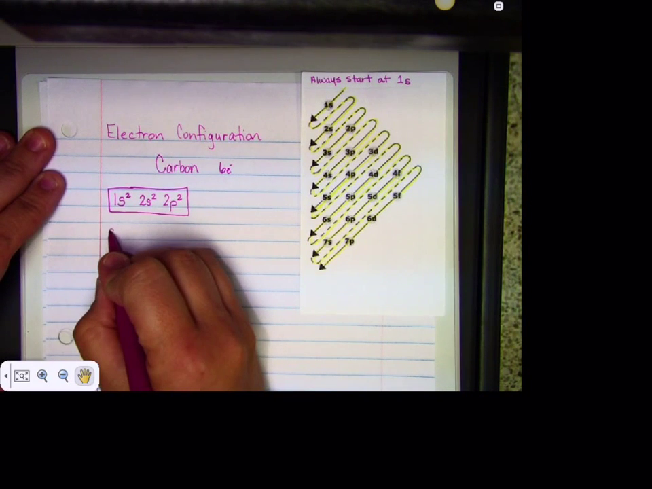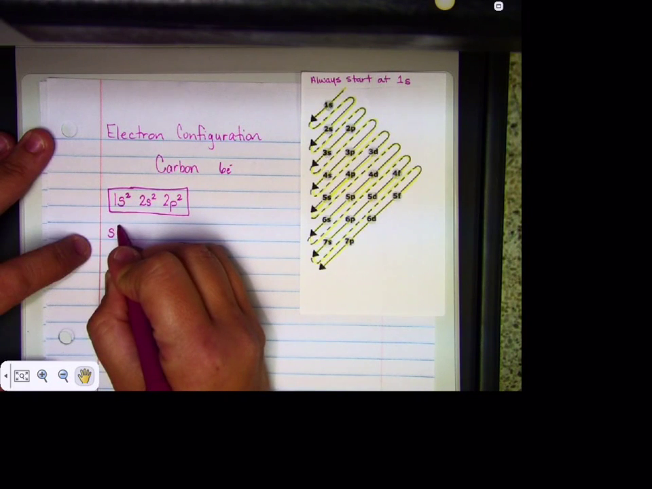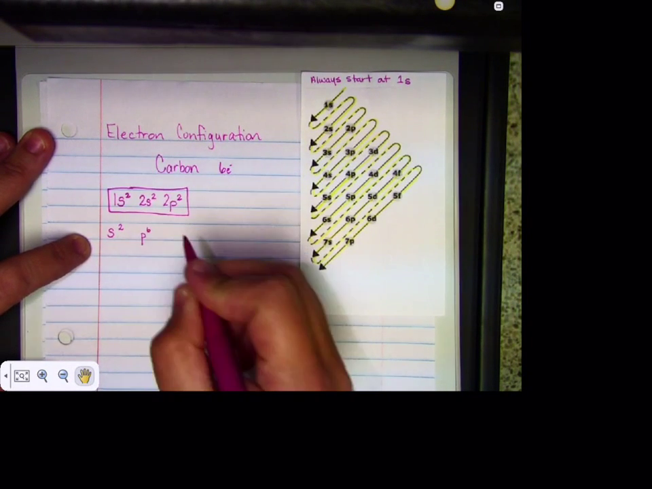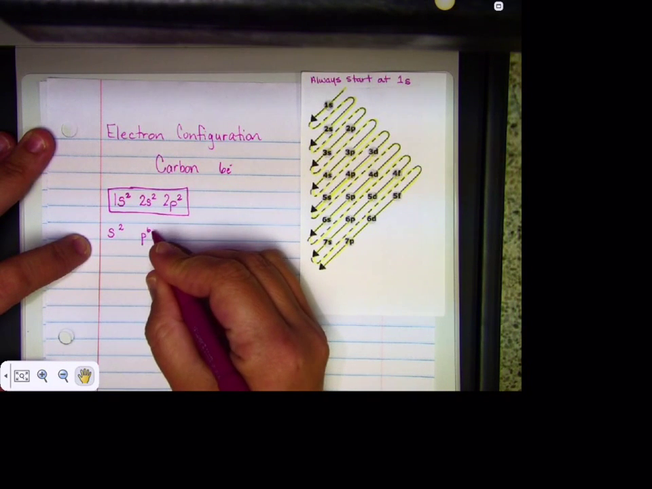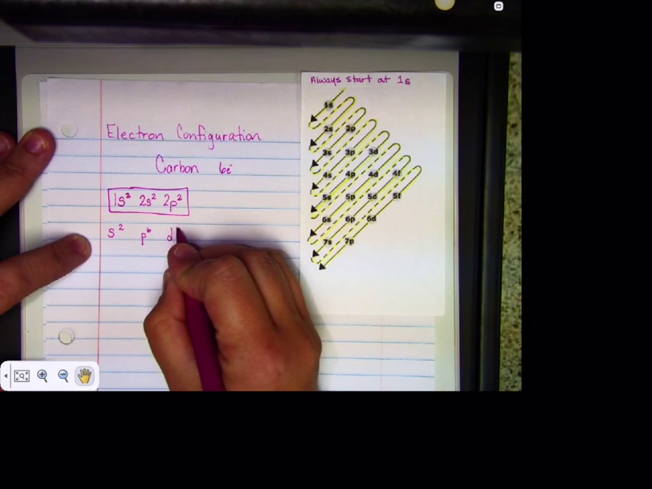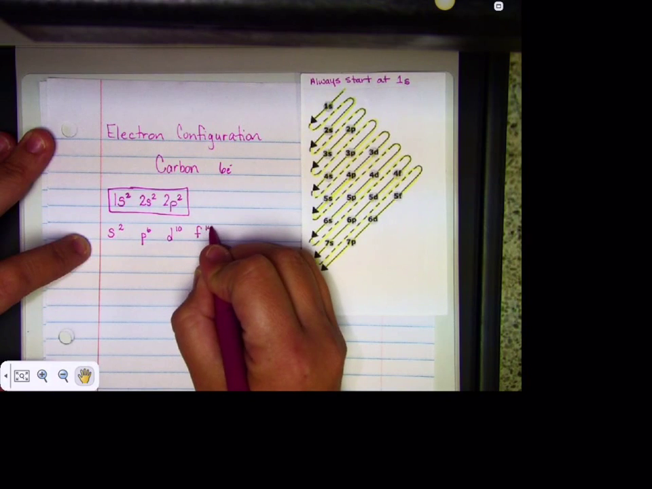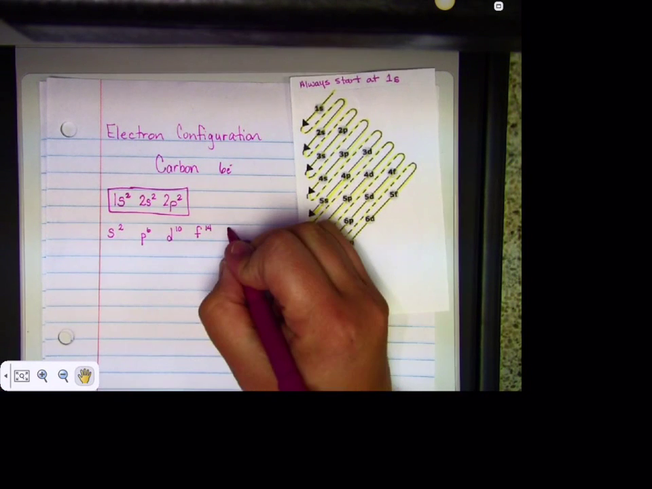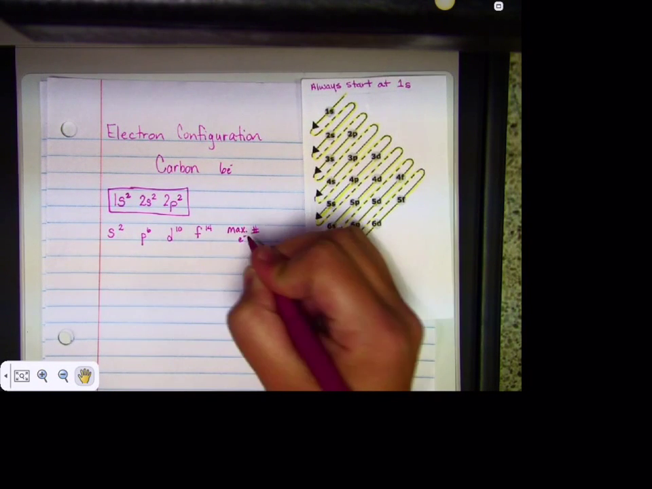Just to recap, for S the highest number that you can have as an exponent is 2. P, you can't have any more than 6. You can have lower than those, but you can't have a number greater than 6 on a P. You cannot have a number greater than 10 on a D, and you cannot have an exponent greater than 14 on an F. You can go lower, but these are the maximum number of electrons for those sublevels.